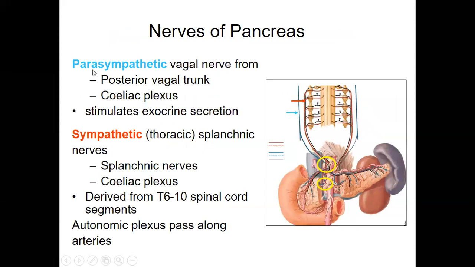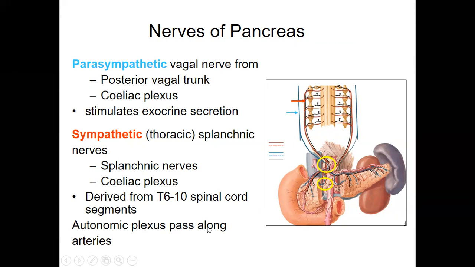For the nerves of the pancreas, the parasympathetic supply is from the vagal nerve, from the posterior vagal trunk and also from the celiac plexus. The importance of this parasympathetic vagal nerve is to stimulate the exocrine secretion. For the sympathetic supply, it is the thoracic splanchnic nerves and also the celiac plexus. Everything will go to the celiac plexus, which is like a meeting point. The sympathetic splanchnic nerve is derived from the T6 to T10 spinal cord segments.